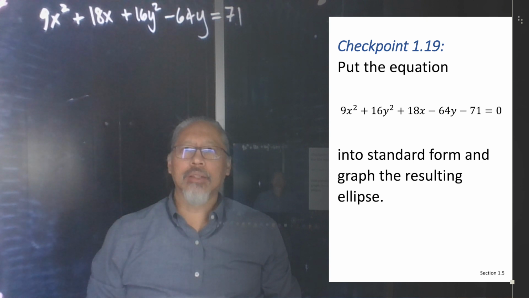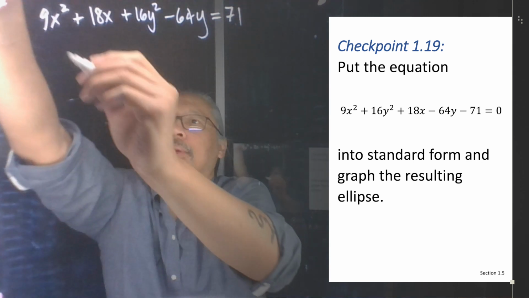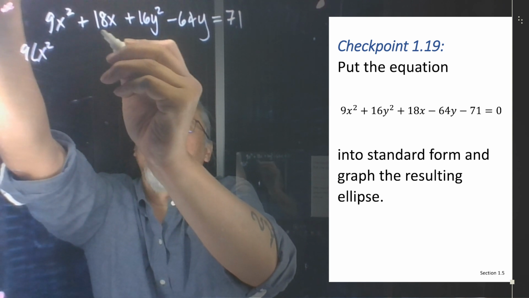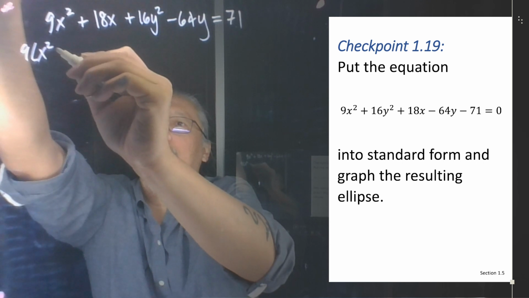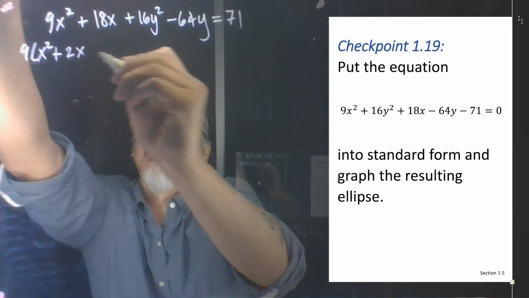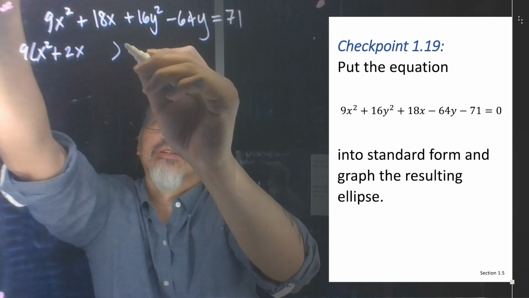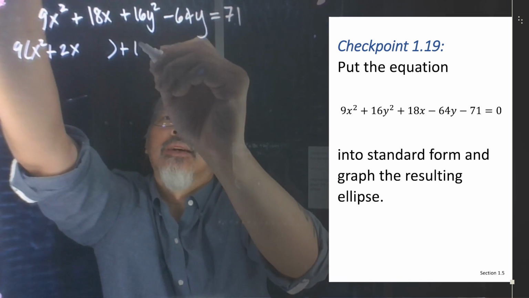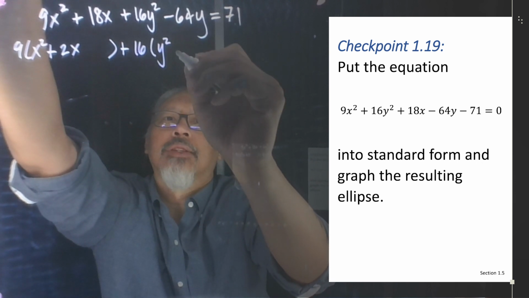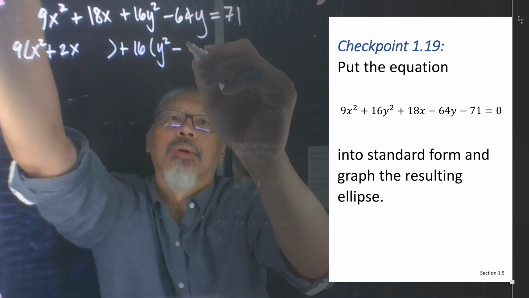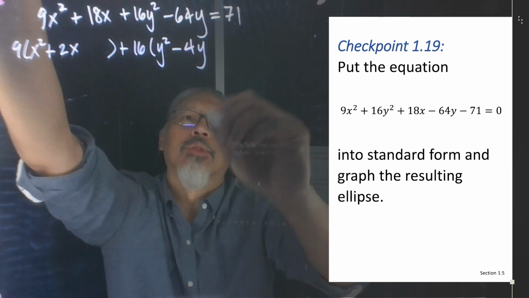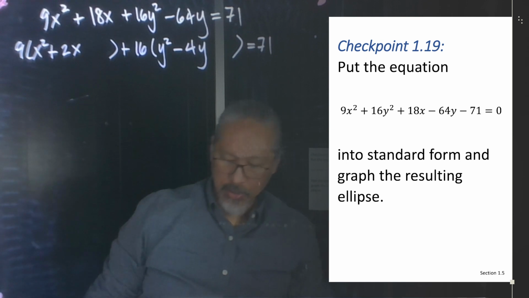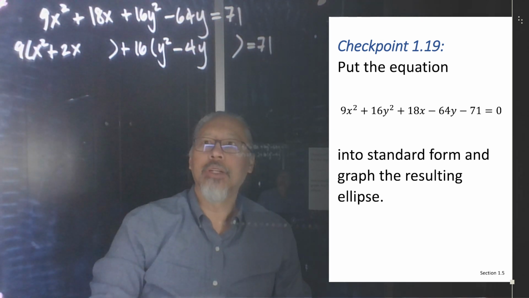Now let us expand it a little bit. Let's factor out a 9 from the x squared and 18x. That leaves us with a 2x. And I'm going to leave a little space here so that I can add something to make this a perfect square. We'll take out a 16 from the y squared and also from the 64y, and that will leave us with a 4y, with some space for our completing the square technique.